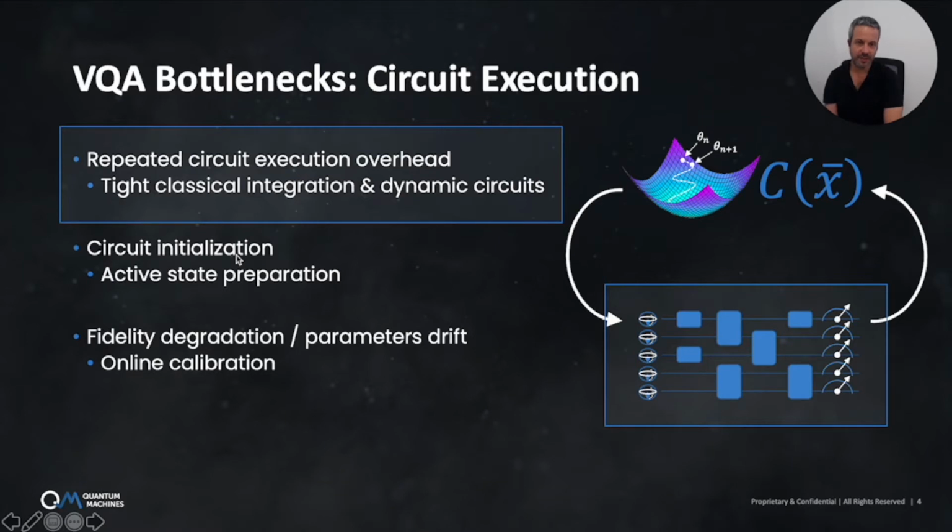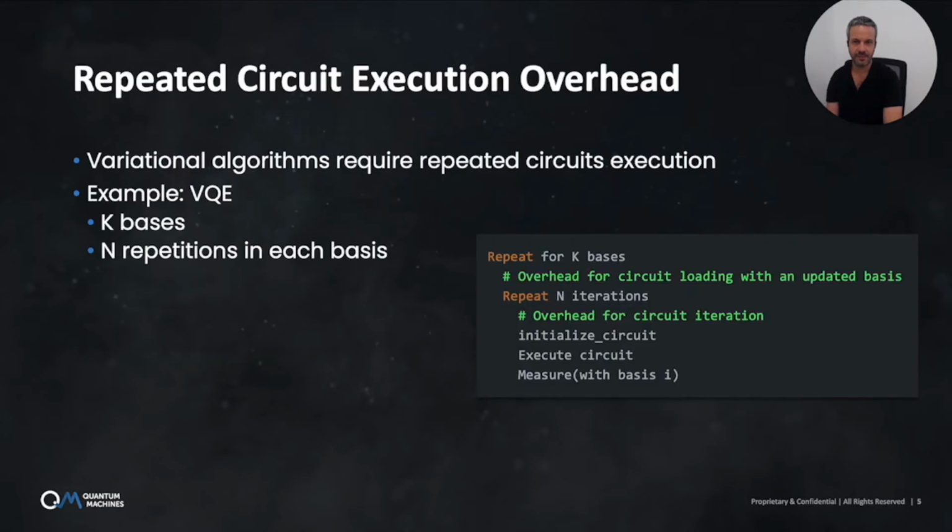Let's examine VQA bottlenecks and ways to address them. These bottlenecks are common to various QPU technologies and architectures. The first bottleneck we'll explore is repeated circuit execution overhead. VQAs require repeated circuit execution. Let's look at VQE as an example.